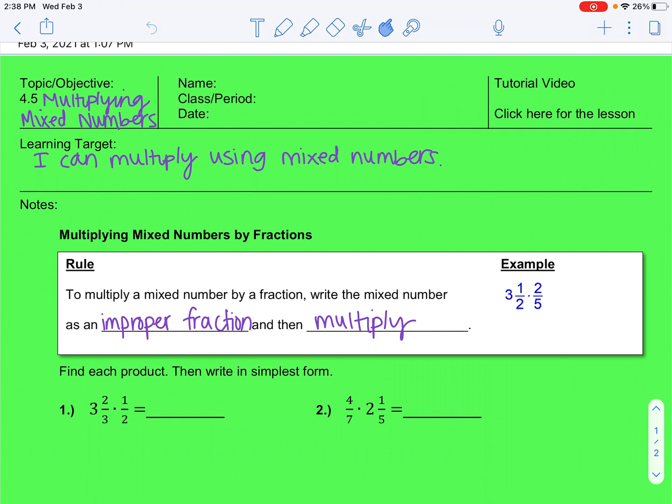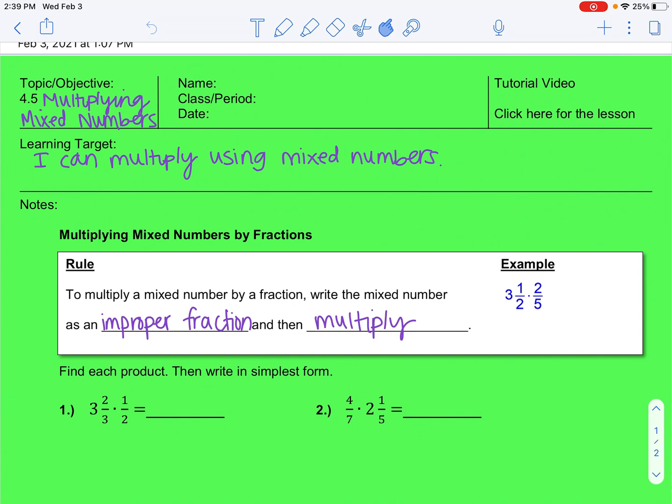Today we are going to continue working on Unit 4. Today's lesson is all about multiplying mixed numbers. Our learning target for today is I can multiply using mixed numbers. Multiplying by mixed numbers is pretty much the exact same thing as we did in the last lesson, except there's one extra step that we need to take. I'll explain what that is as we get going.